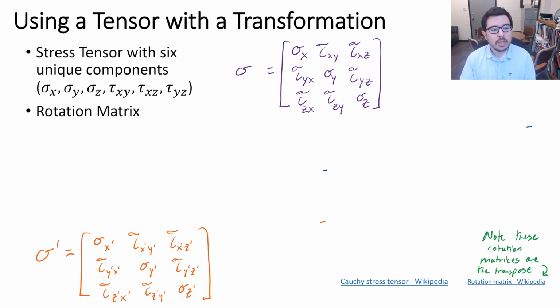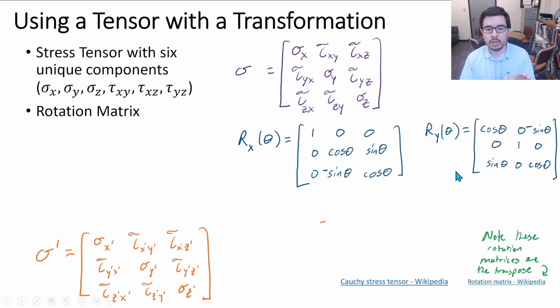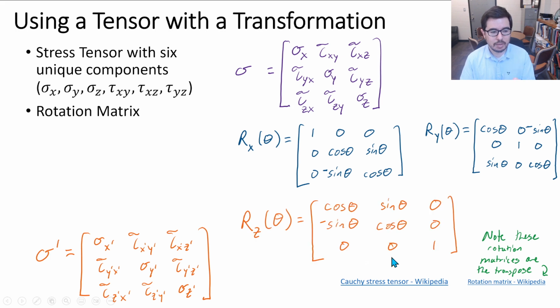And a rotation matrix is probably not something you've dealt with a whole lot, but it can be defined as having this type of matrix if you're rotating about the x direction, this matrix if you're rotating about the y direction, and this matrix if you're rotating about the z direction. Okay, so if you haven't done these types of rotations before, it's okay.